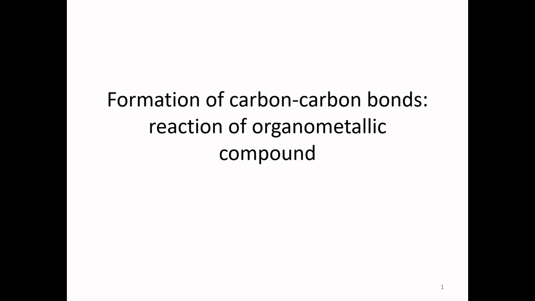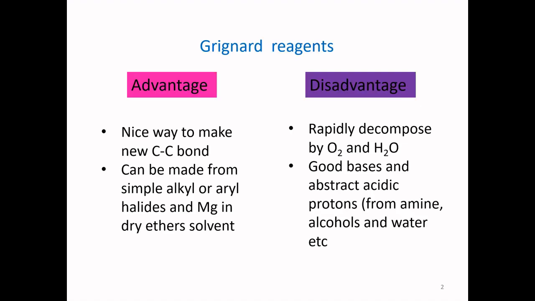In this learning unit, we are going to learn how we can form carbon-carbon bonds using reactions of organometallic compounds. Grignard reagent is one of the most useful organometallic compounds. However, the use of Grignard reagent will give you some advantages and also disadvantages.